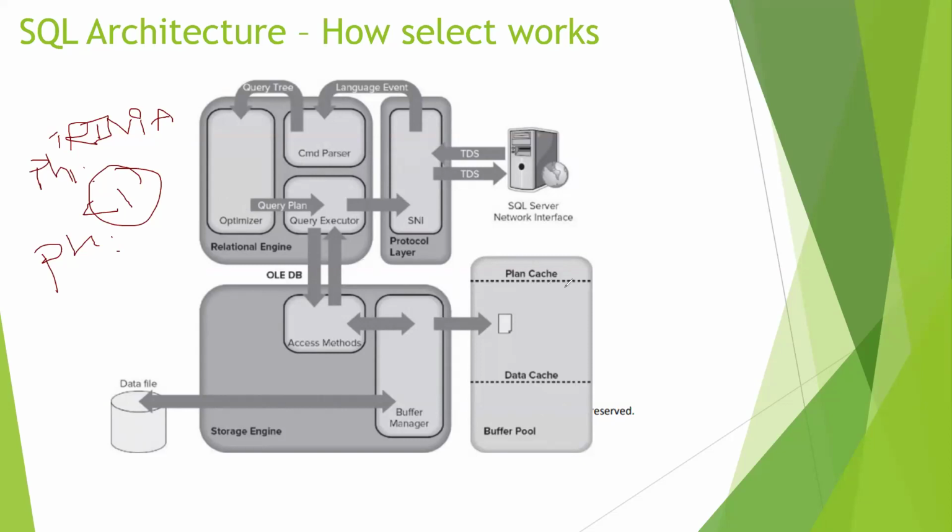This plan will then be cached in the plan cache, right? So whatever plan is generated by the optimizer will be cached in the memory or the plan cache for later use, right? So whenever we require it, this plan can be utilized. Then the plan will be sent to the query executor to execute the query.